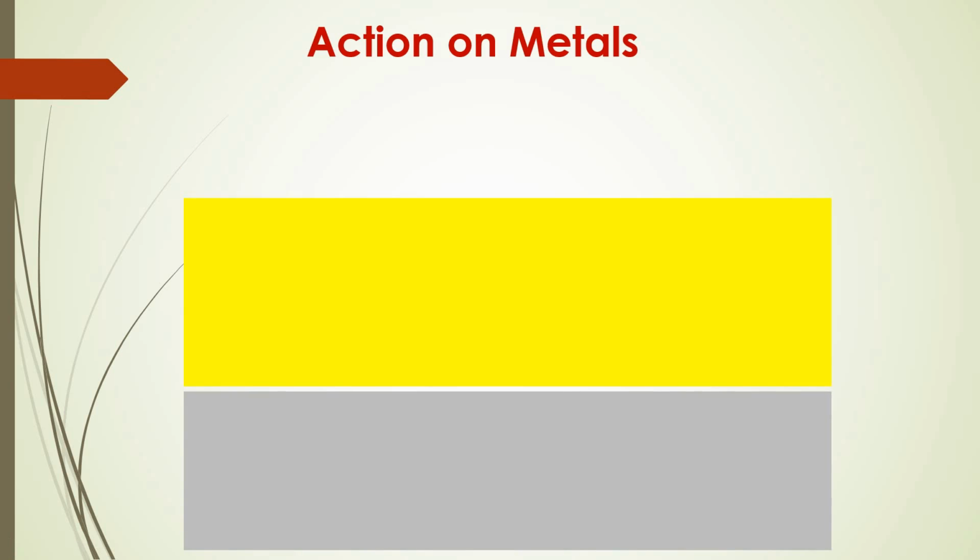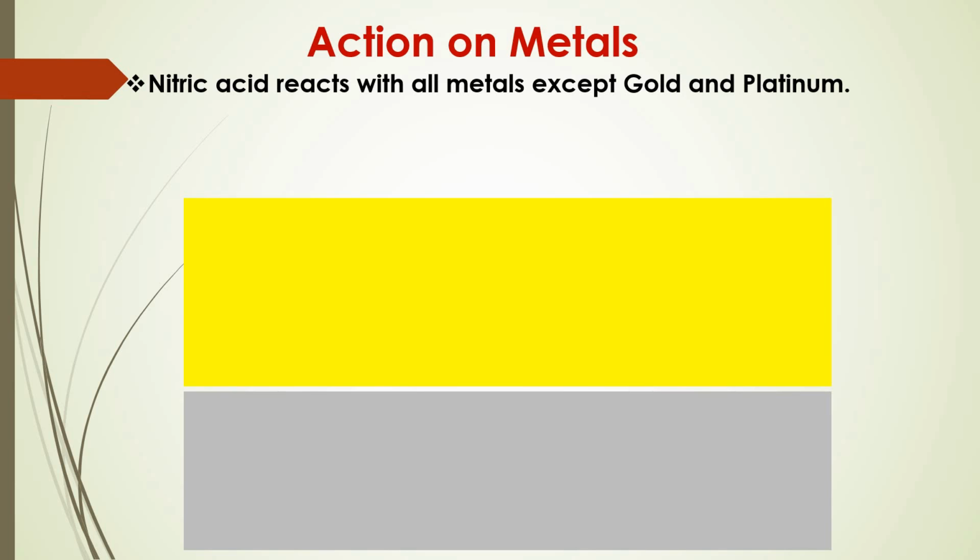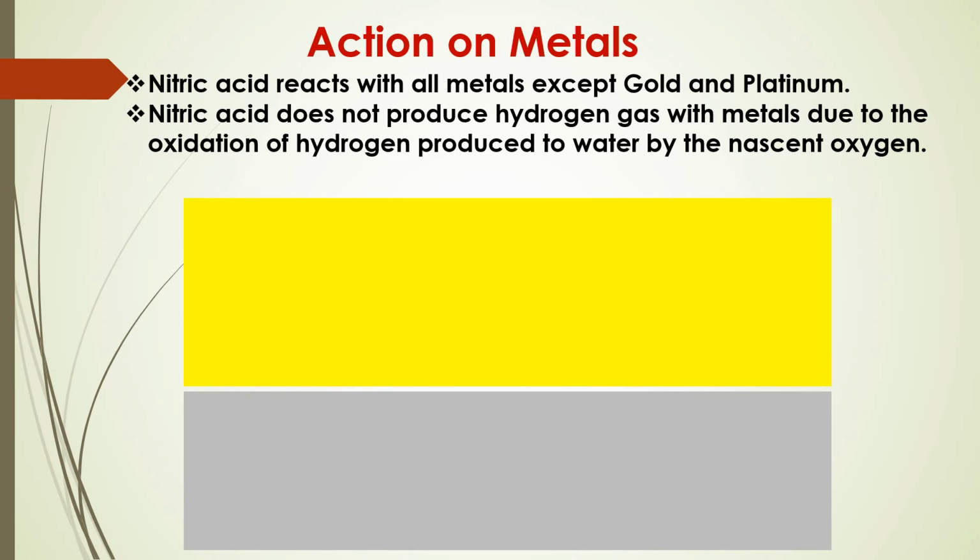Now let us see the action of nitric acid on metals. Nitric acid reacts with all metals except gold and platinum, which are regarded as stable metals. Nitric acid does not produce hydrogen gas with metals. Why? Because of the very strong oxidizing nature of nitric acid, the hydrogen gas produced gets oxidized to water by the nascent oxygen, and hence we do not get hydrogen as the end product. Instead of hydrogen, we get water.